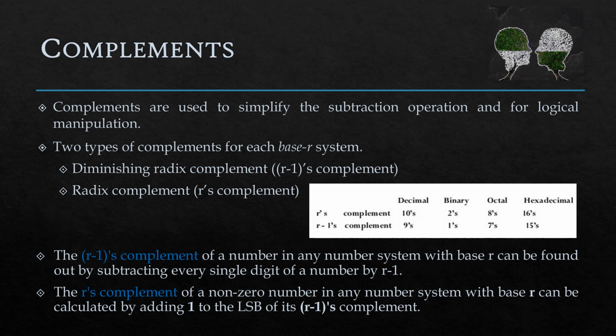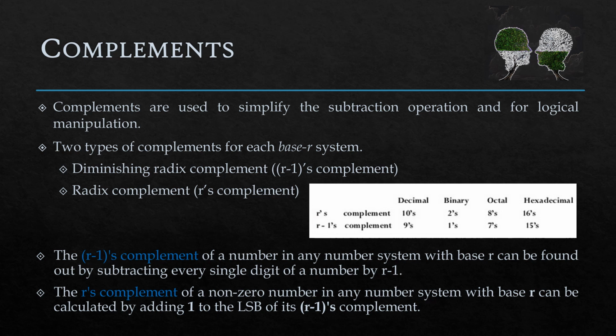complement system. That is R minus 1's complement system and R's complement, where R is the radix value or the base value. So in decimal number system, the R's complement is 10's complement and R minus 1's complement is 9's complement. So in decimal number system, we can have two types of complement system, 10's and 9's. And in binary, we can have 2's complement and 1's complement system. In octal, we can have 8's and 7's complement system. And in hexadecimal, we can have two types of complement system as 16's complement system and 15's complement system.